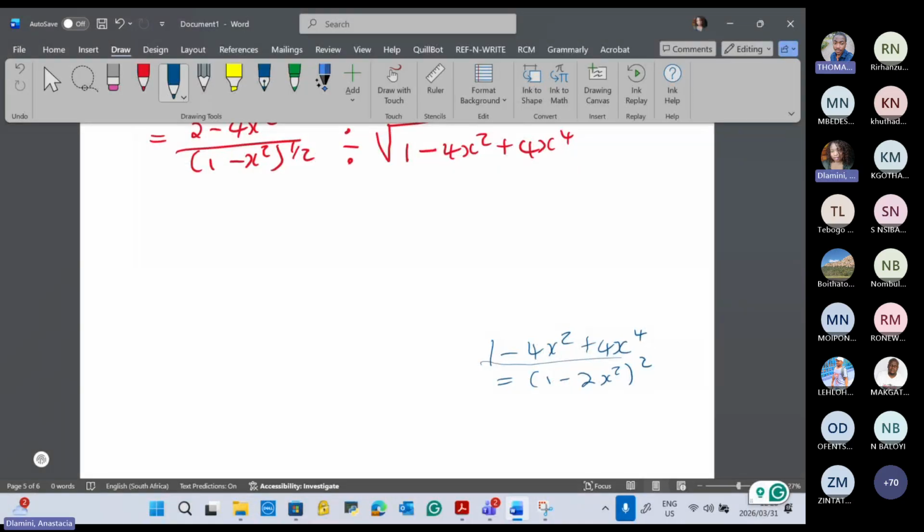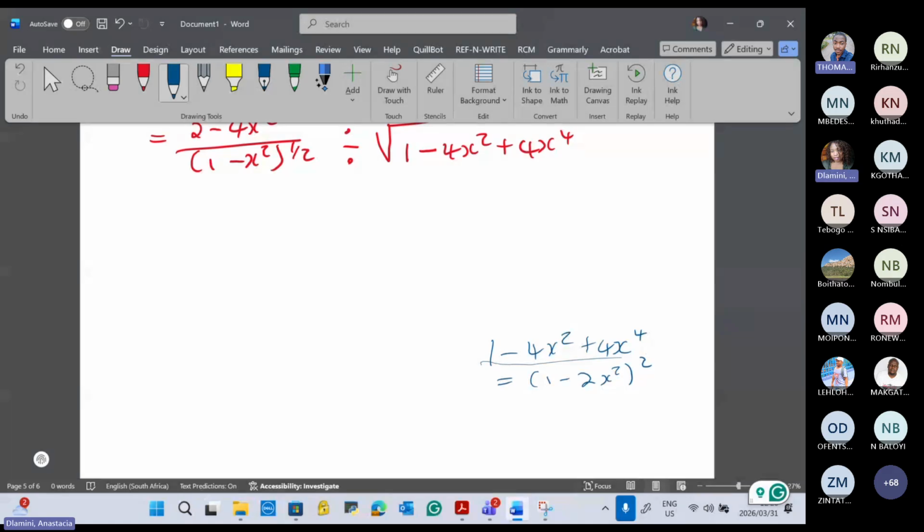Do we remember how to do that? Yes. No. Yes. Should I move on? Isn't it 2x squared minus 1 to the power of 2, all of that together? It's the same thing. Yes.